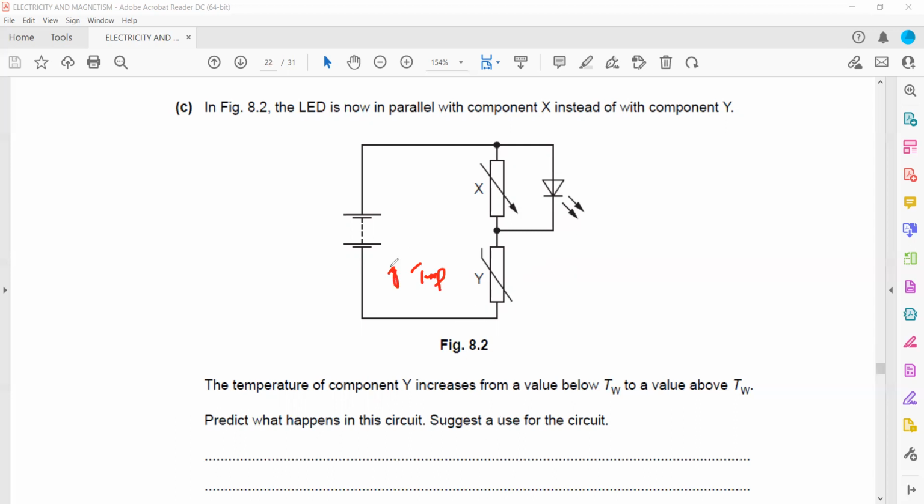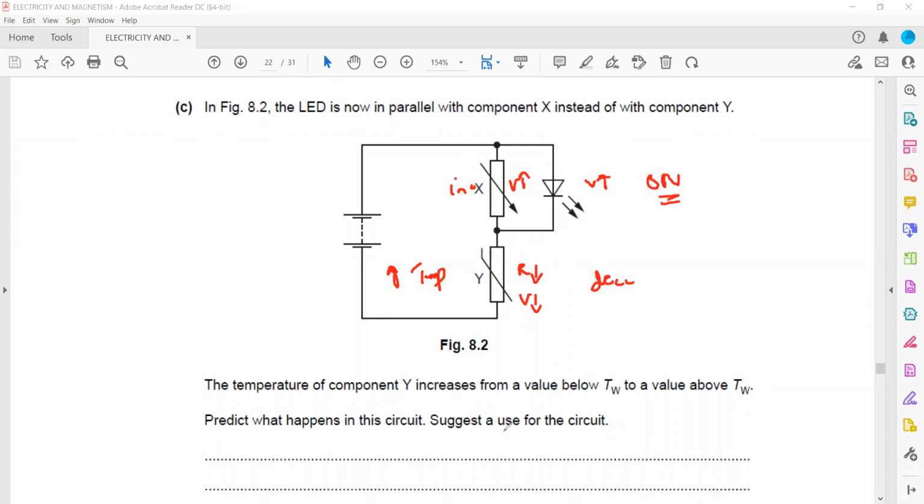So as a result, when the temperature increases, what happened to resistance? The resistance of the thermistor will decrease, so the voltage across the thermistor will also decrease. In comparison, the voltage across the variable resistor will increase because this is a potential divider circuit. If on one side the voltage decreases, on the other side the voltage will increase. And now it is in parallel, so what will happen to the LED or light emitting diode?